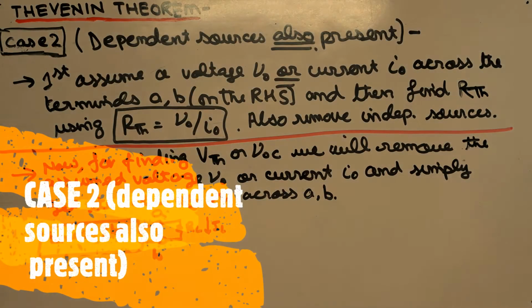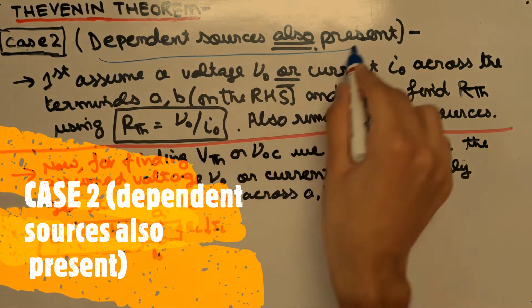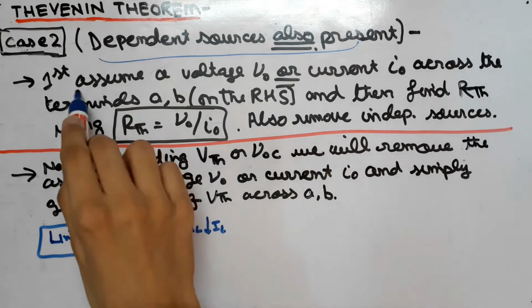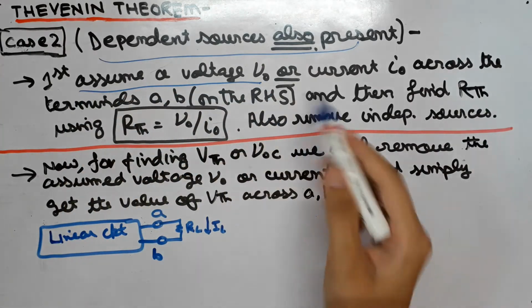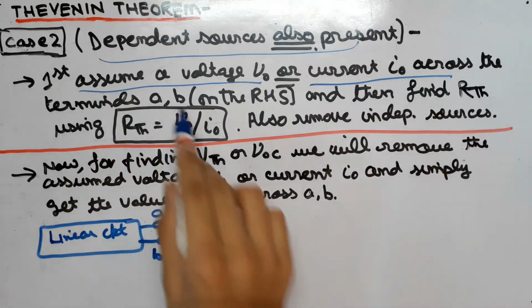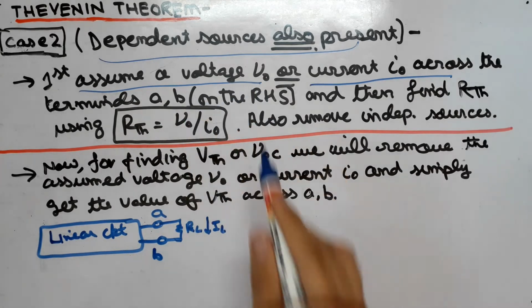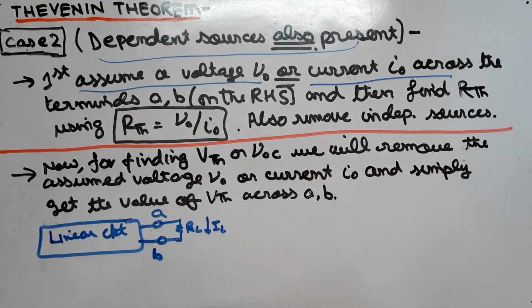Now in case 2, we have dependent sources along with the independent sources. So first we will find the value of RTH. For that, first we are going to assume a voltage V0 or a current I0 across the terminals A and B. That is on the right side of the terminals A and B.